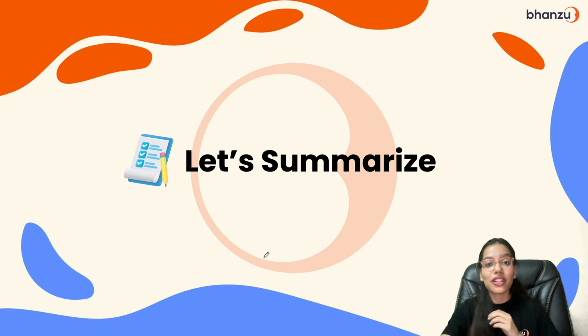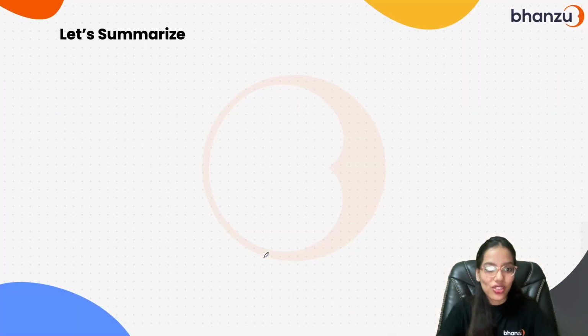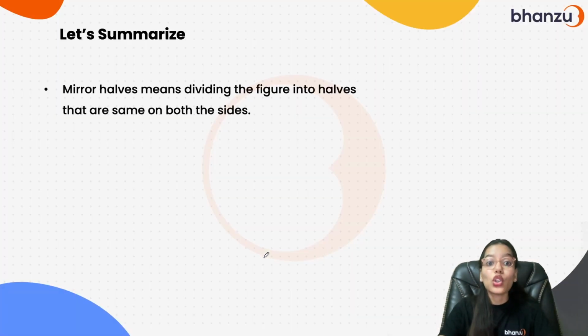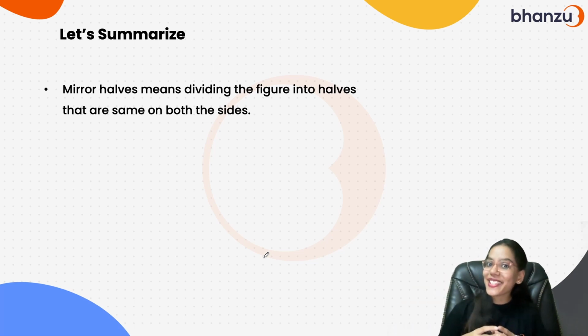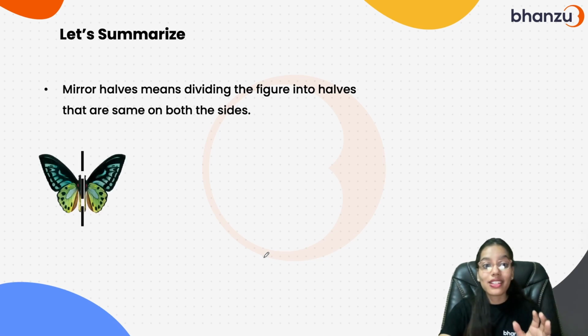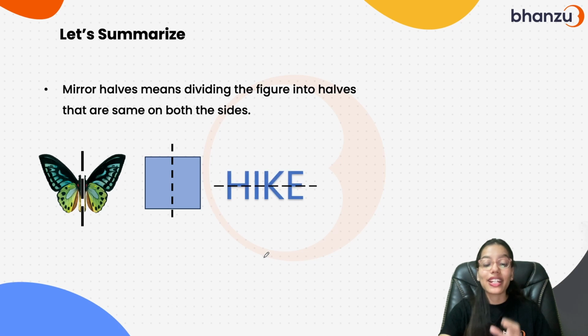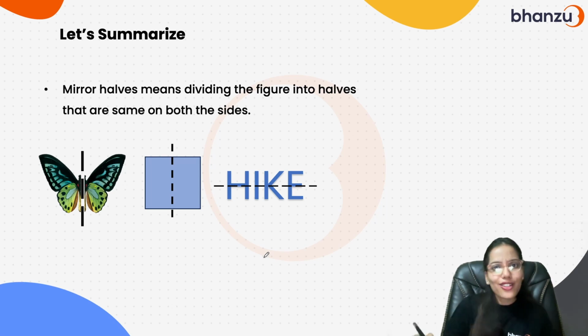So let us summarize what we have done in today's session. We have understood the meaning of mirror halves. It means dividing the figure into halves that are same on both the sides. And we have also understood the images of butterfly, square, and the words, and so many more things in the entire session. So I want you to do an activity. Write down all the letters of English in a piece of paper and try to find out whether the letters can be divided into equal halves or no.